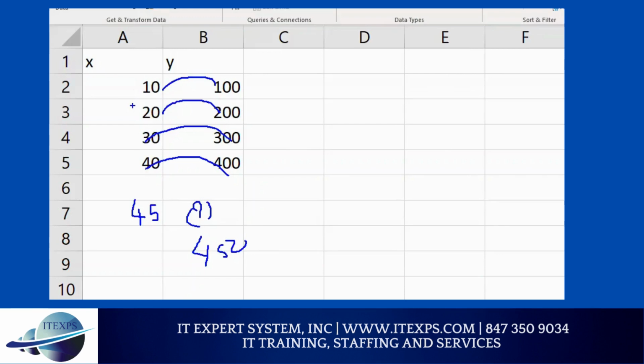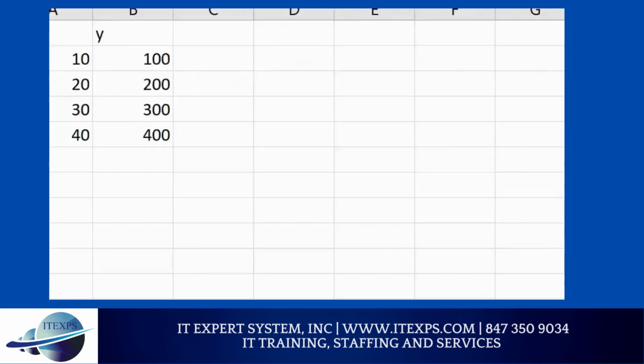When this increases, it is increasing proportionally. 10 to 100 means 10 times. 20 to 200, 10 times. 30 to 300, 10 times. So it's a predictable relationship. So far, so good.